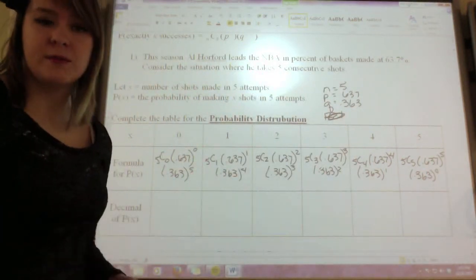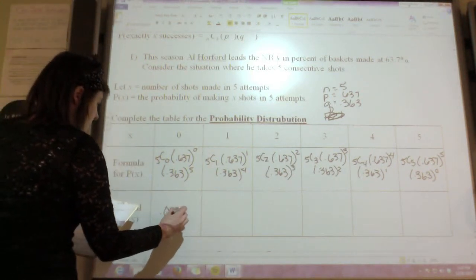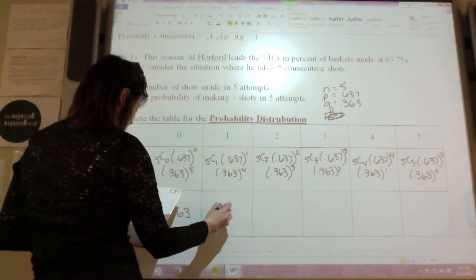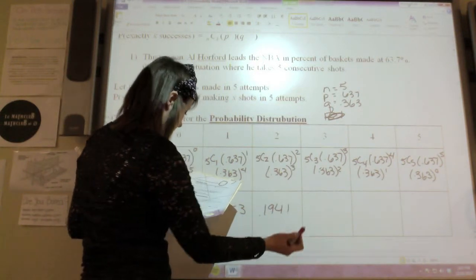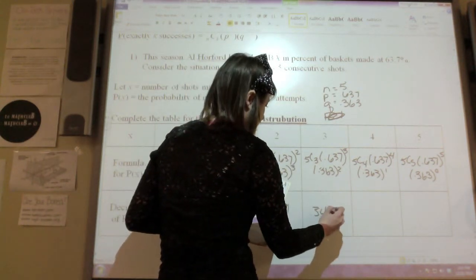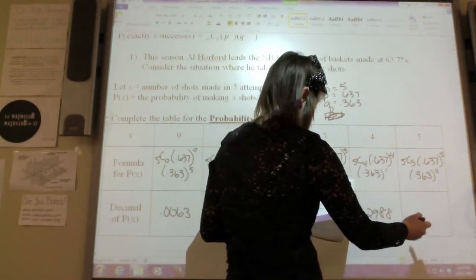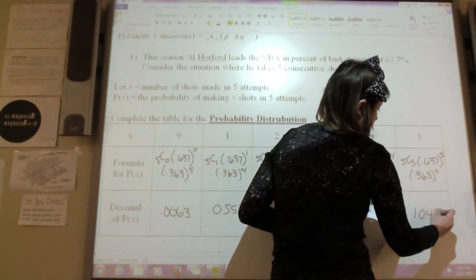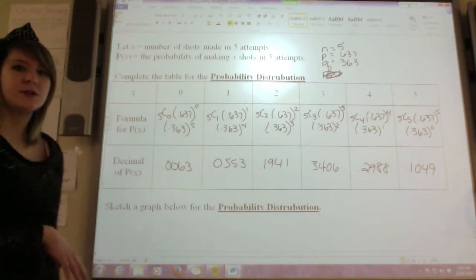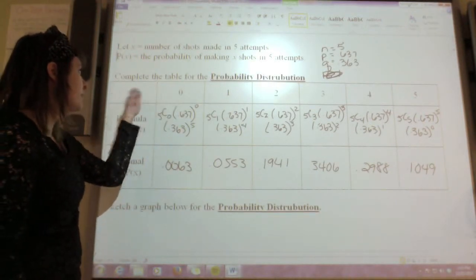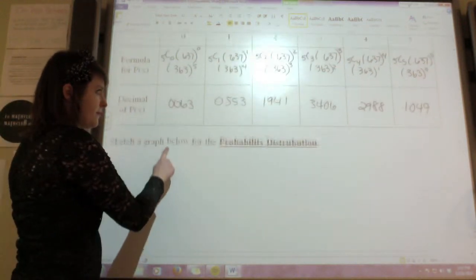Okay, so now I can plug those into my calculator. And this first one, I get 0.0063. Next one, I get 0.0553, 0.1941, 0.3406, 0.2988, and 0.1049. Okay, so I've created my probability distribution table. So these are my x values, or the values of my random variable. These are my p of x values, or the probabilities for each of those random variables.